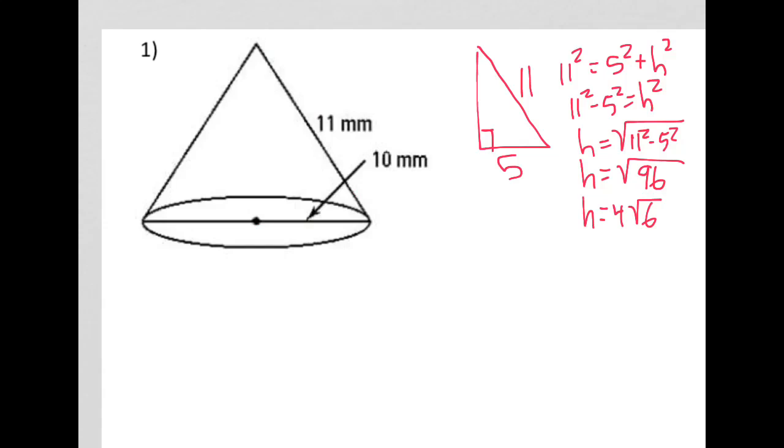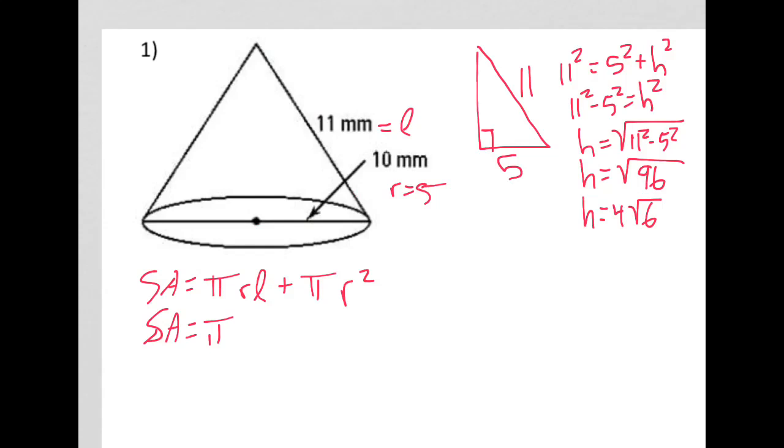So let's figure out what the surface area of this cone is. Well, remember the lateral area of this cone is going to be pi r L, where L is the slant height of 11, plus the area of the base, which is going to be pi r squared, and we know r is 5 in both of these instances. So the surface area is going to equal pi times my radius, 5, times my slant height, 11, so pi times 55, plus pi times my radius squared, 25. So 55 pi plus 25 pi should give me 80 pi as that surface area.